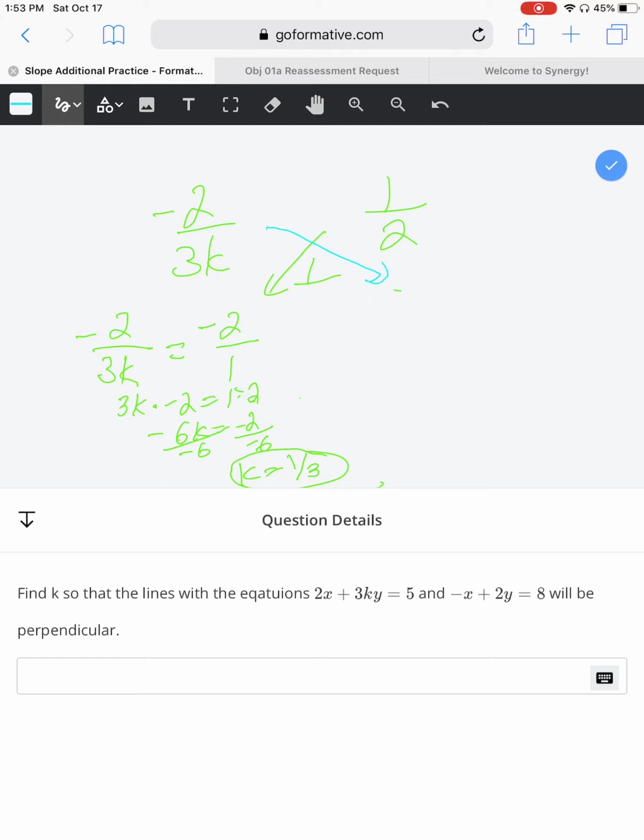Also, if I went the other way and I said, okay, so the slope of this one is 1/2, well, if it was the opposite reciprocal, well, instead of negative 2 over 3k, it's going to be 3k over 2 because it's the opposite reciprocal. And so I do the same thing. So that would be 3k times 2 is equal to 2 times 1. 6k is equal to 2. And so k is equal to 1/3, so it doesn't matter. And so I just wanted to do a really quick video just to show you guys how that works.